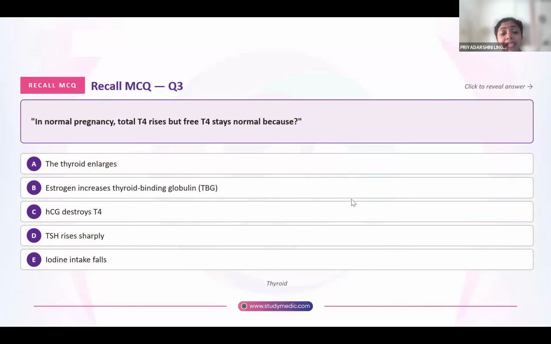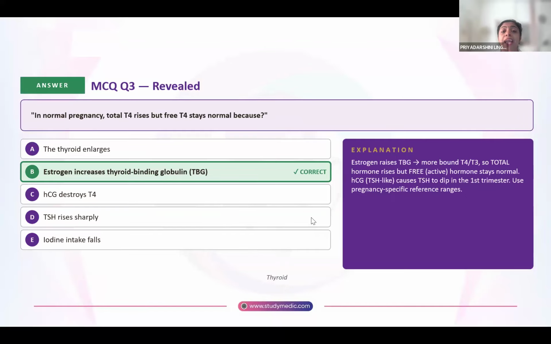Now, this is mainly because of your thyroid binding globulin, which is under the effect of estrogen. So what happens? This will lead to more bound form of T4, T3. So what happens? Your total hormone rises, but your free hormone still becomes normal.